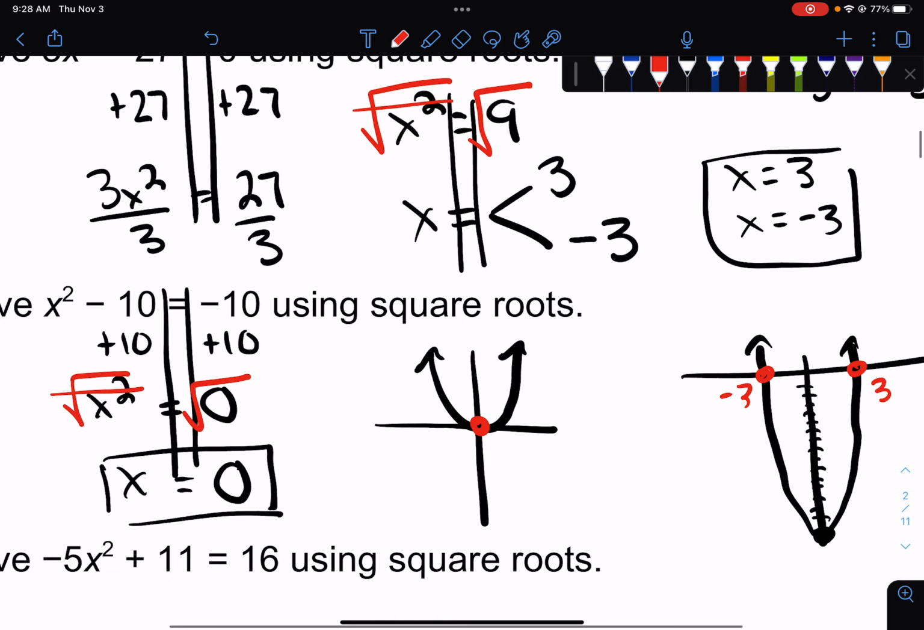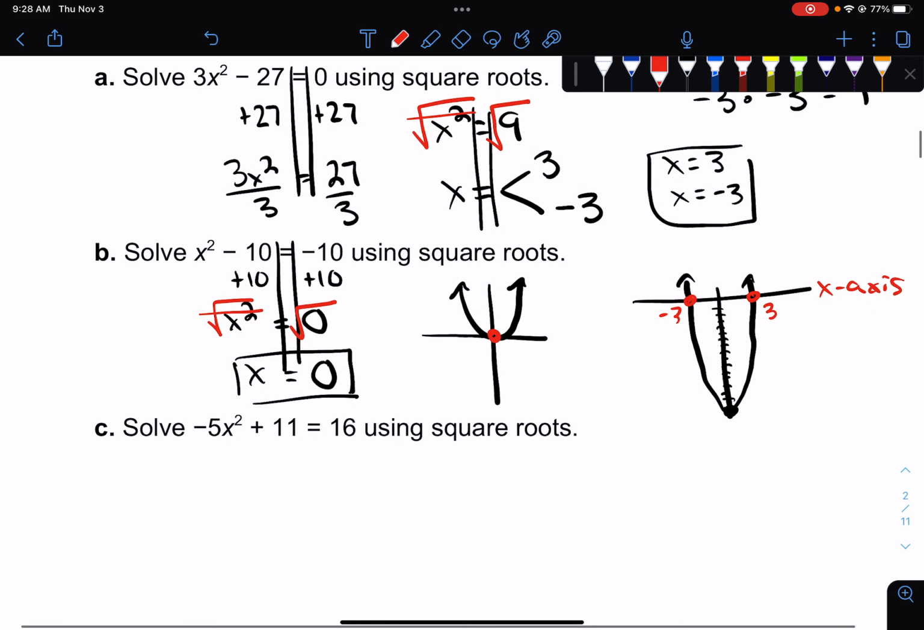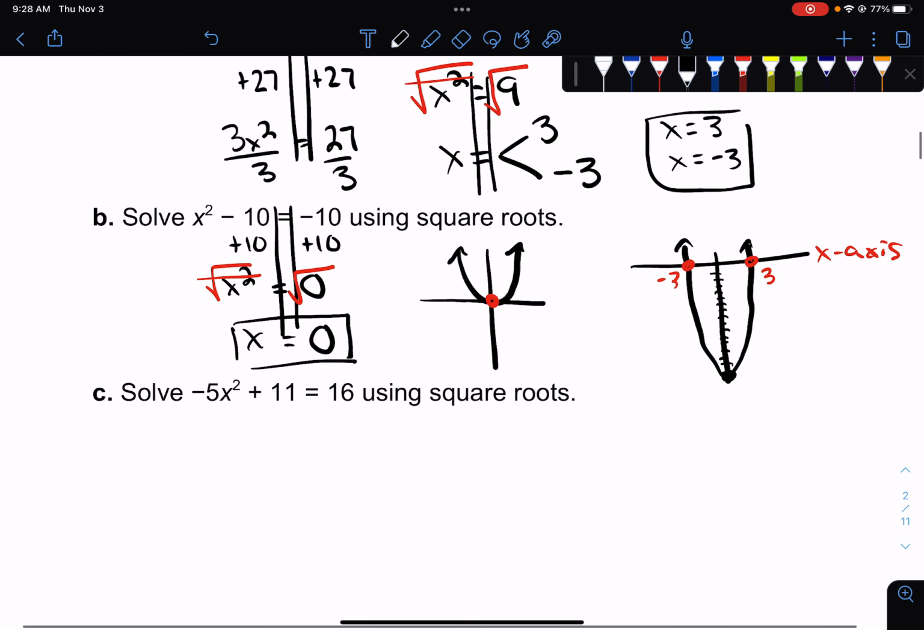So I only end up with one solution, and that's x equals 0. Now part C, something else happens. These x squared solutions are weird because it's not always the same thing. We had two solutions in the first example. We've got one solution in the second example.